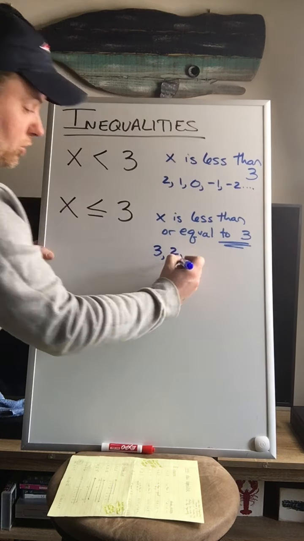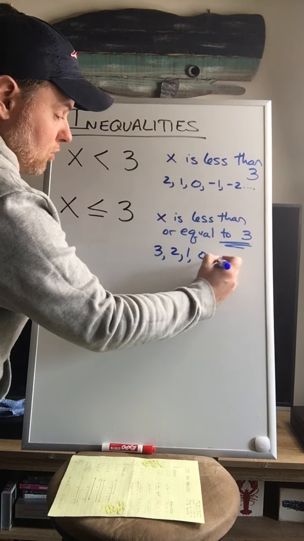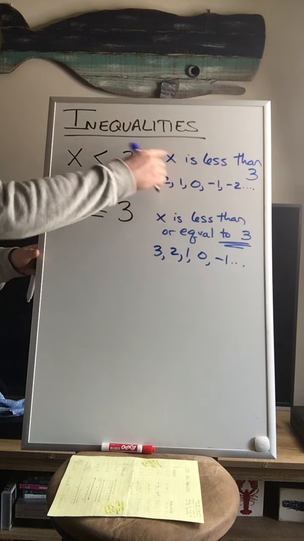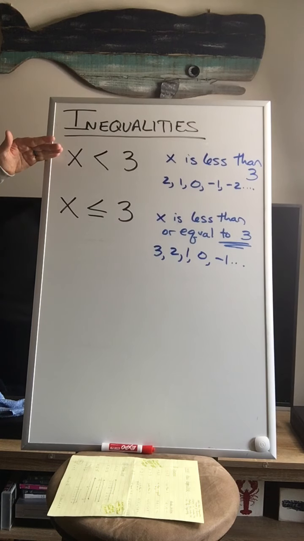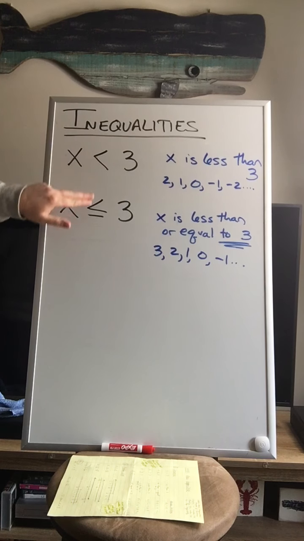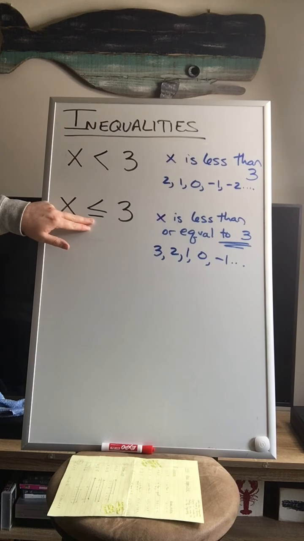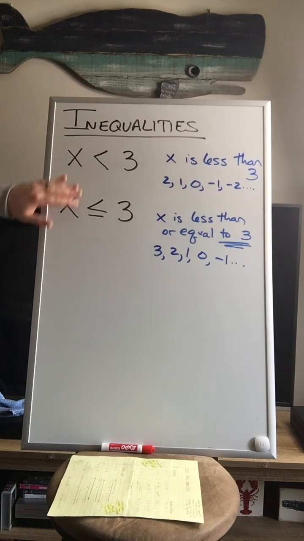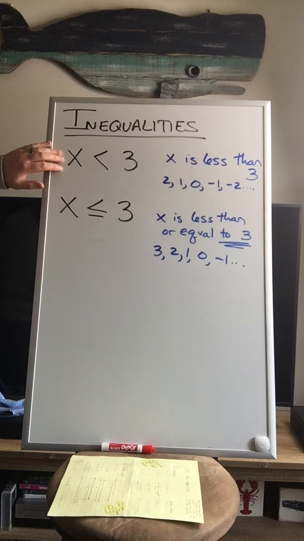2 would be a solution, 1 would be a solution, 0, -1. All the same numbers that are solutions to this would also be solutions to this. The only number that this one has as a solution that this one does not is 3. Okay? So this means less than, this means less than or equal to. Okay? So the only difference between these two is that this one includes the 3 as part of the solutions and this one does not.